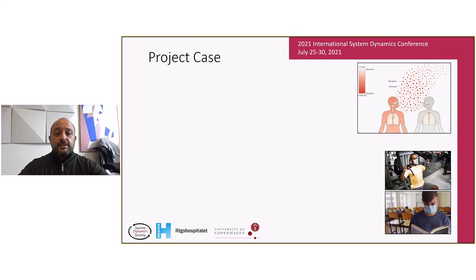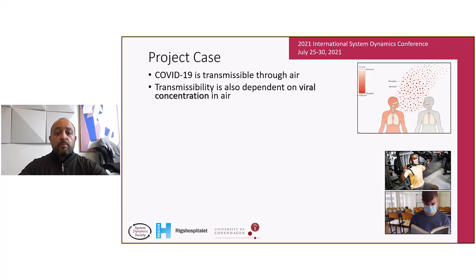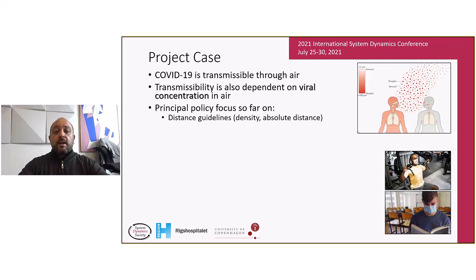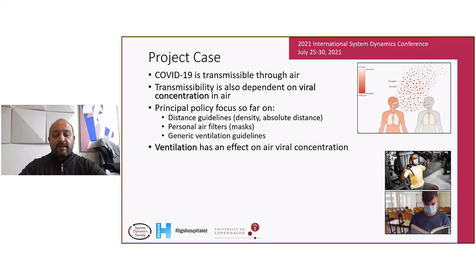The case is based on increasing evidence that COVID-19 is transmissible through air. Additionally, airborne pathogen transmissibility is dependent on viral concentration in the air. However, policy focus with respect to ventilation has been on distance guidelines such as the number of people in a room or indications like the 2-meter rule, the use of masks, and generic ventilation guidelines. Ventilation can, however, have an effect on airborne viral concentration.